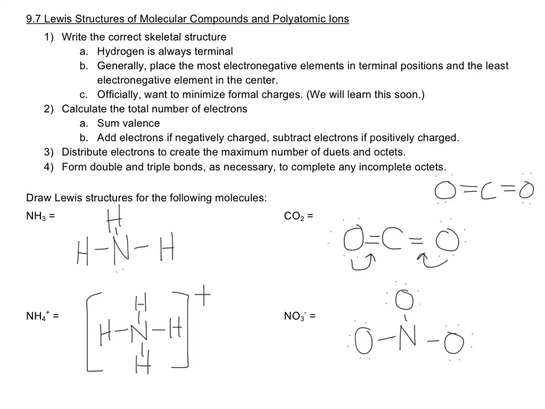So one of these oxygens is going to have to make a double bond with the nitrogen. So for right now, we'll just call it this one. So we'll move those electrons in and make a double bond. But it could have been any of the others as well. And so this brings me to my next topic, which is resonance structures.